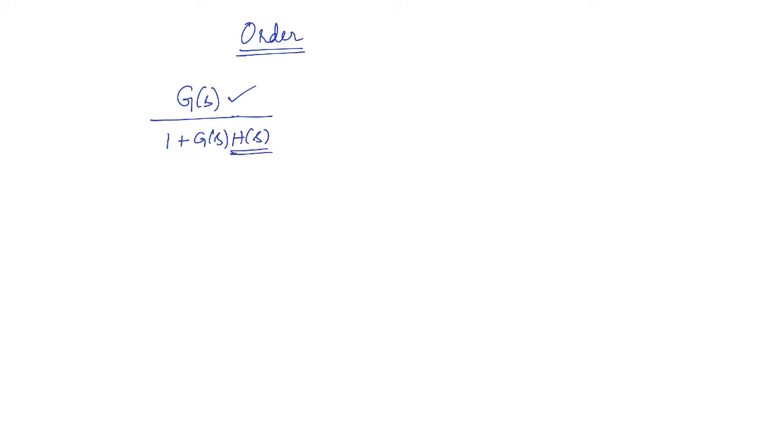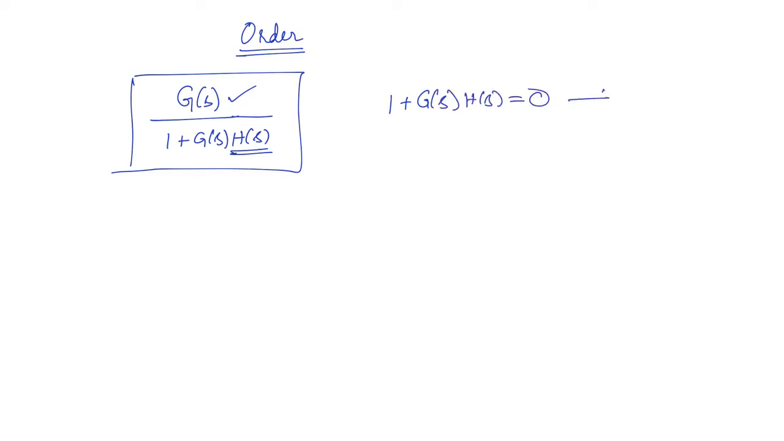Now we also saw that the characteristic equation of a control system is given by the denominator of the transfer function equated to 0. So 1 plus G(s)H(s) is equal to 0. This forms the characteristic equation. The order of this characteristic equation is called the order of that control system. As simple as that.